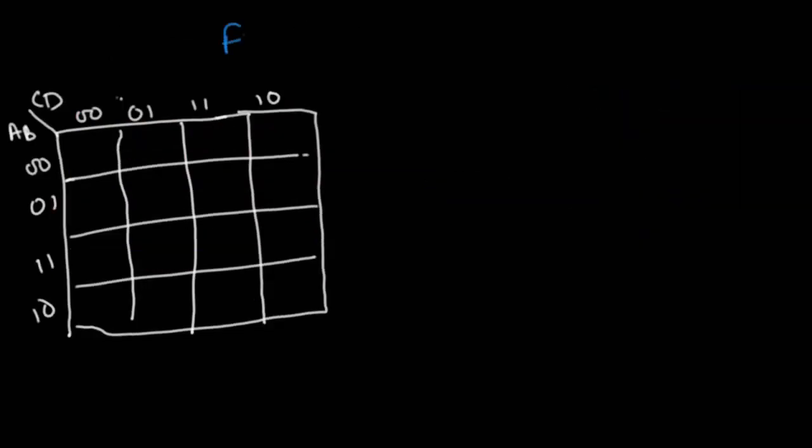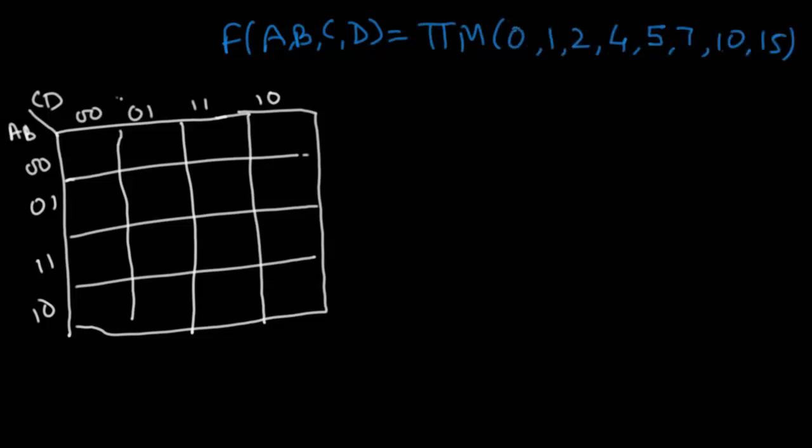So my example is for the 4 variables A, B, C, D. The output is a product of the max terms. So let's substitute a 0 in all these terms. So we have 0, 1, 4, 5, 7, 10 and 15. So here we have our zeros. Let's skip the 1s so that we don't get into confusion.